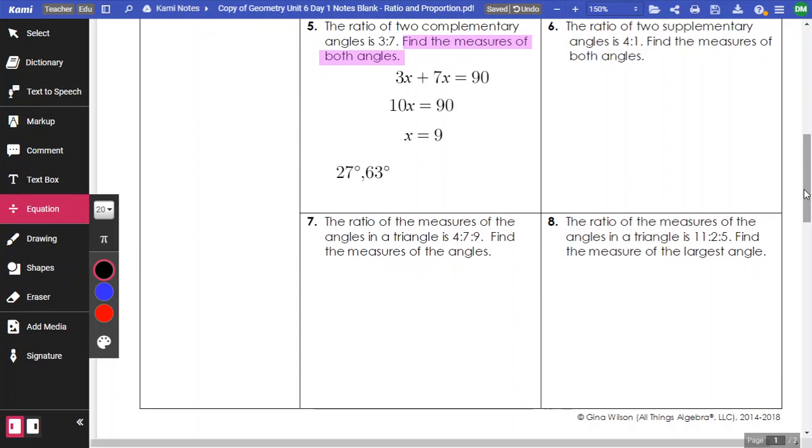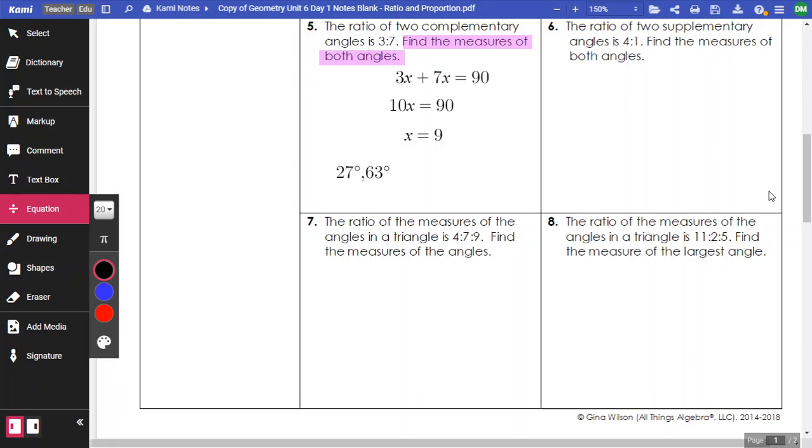So the ratio of the measures of the angles in a triangle is 4 to 7 to 9. Find the measures of the angles. So go ahead and see what you can do here. In the box, just go ahead and see if you can solve this before I go through it.